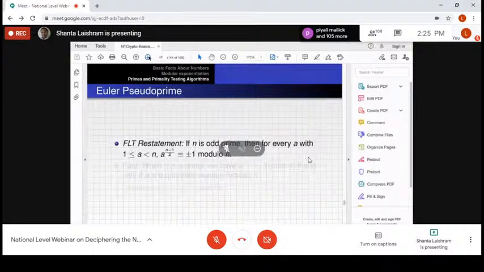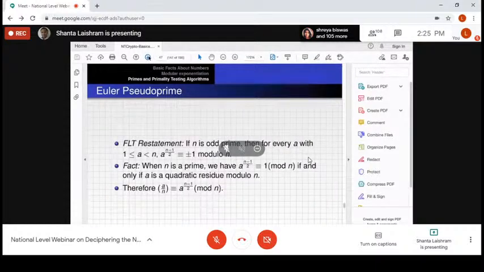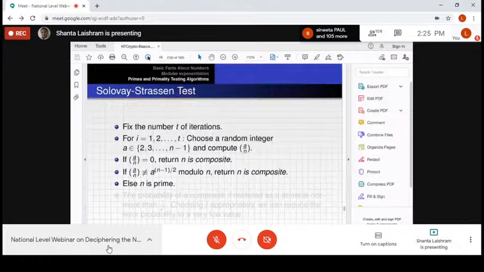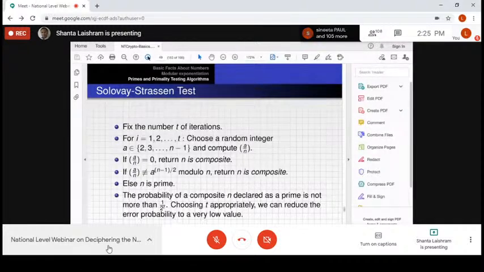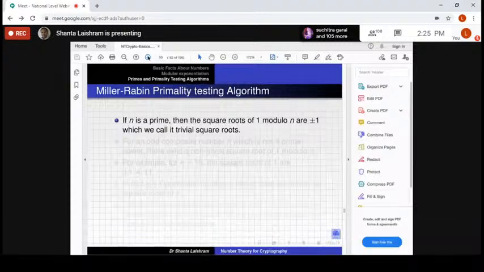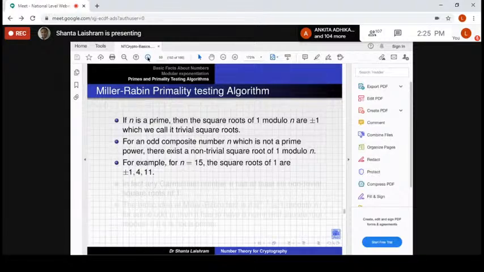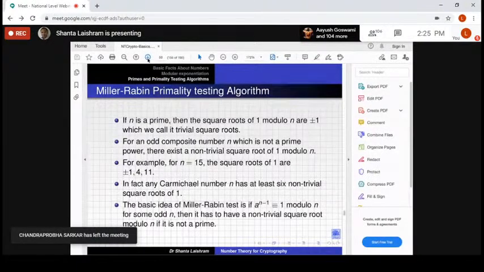Now I won't talk about Euler's pseudo prime because the Solovay-Strassen test was already discussed before. So let me now talk to you about the fastest and most widely used algorithm, called the Miller-Rabin primality testing algorithm. Let me start with some ideas on how this algorithm works.